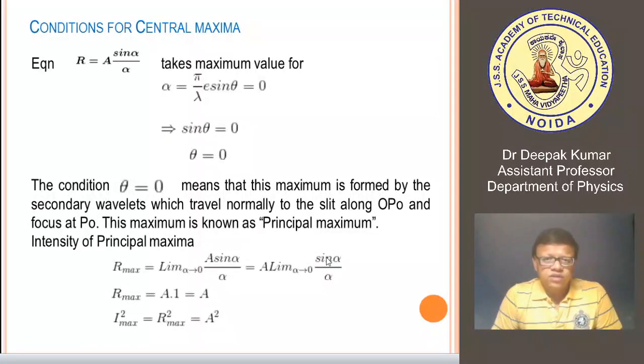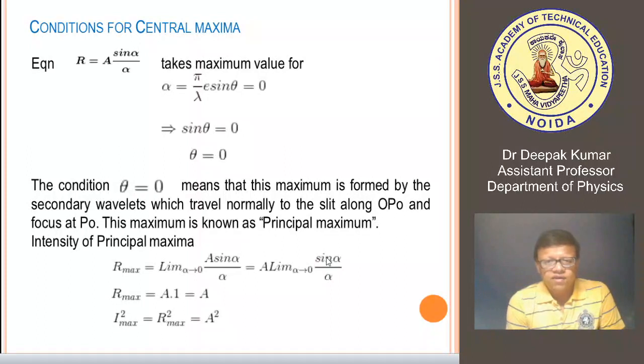This maximum is known as principal maximum and sometimes termed as central maximum also, and the intensity of the principal maxima can be obtained by putting the maximum value of R, which is R max. But in this particular case, if I put alpha equal to 0, where sin alpha will also become 0, I will get an indeterminate value. So I am calculating the value of R max with the help of the calculus method, which is L'Hospital's rule, and I am applying a limit where alpha is tending towards 0.